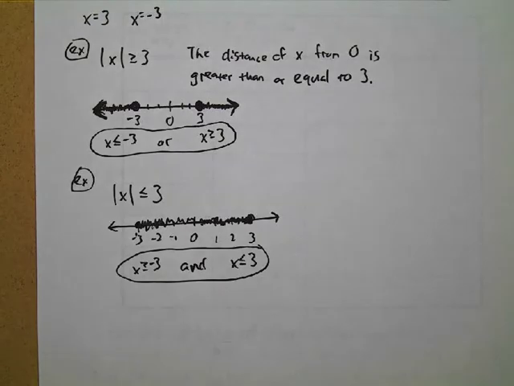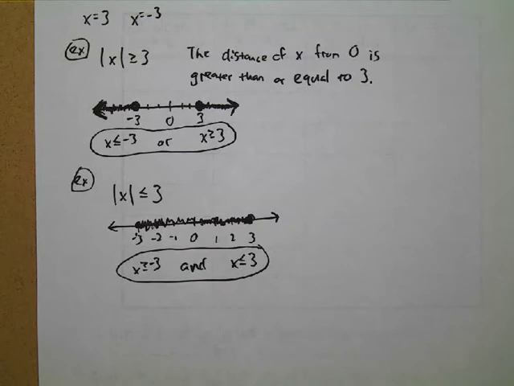So the same situation happens here, where when I have my absolute value isolated, I break it into two inequalities. One that stays the exact same. This one stays the exact same. We just drop the absolute value. And the other one, the inequality sign flips, and we go from a positive 3 to a negative 3. The only other difference here is whether you have to use the word and or the word or.